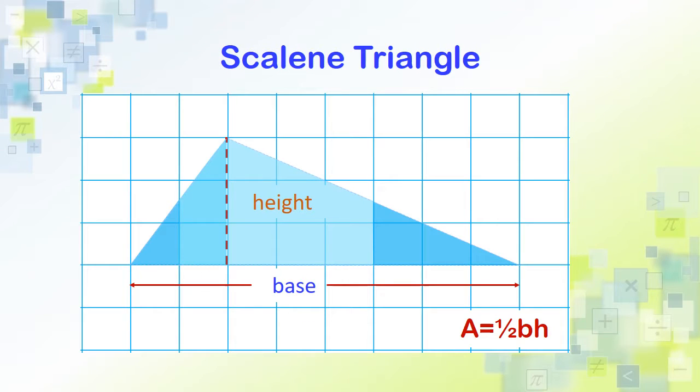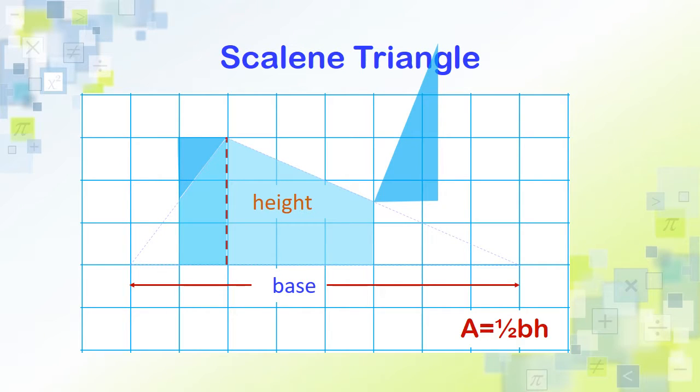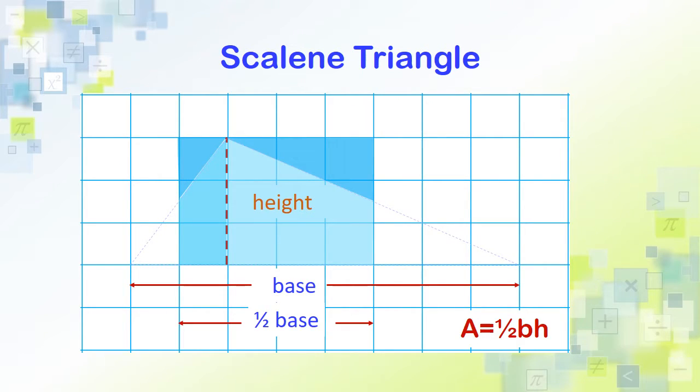So if we divide the scalene triangle into 2 right triangles, we can easily find an equivalent rectangle as shown. So we start rotating and we see that we have another rectangle. That is why the formula stays the same. Base times height divided by 2.